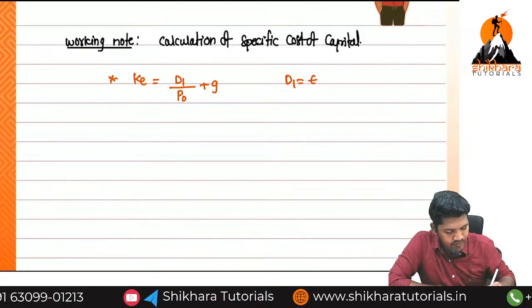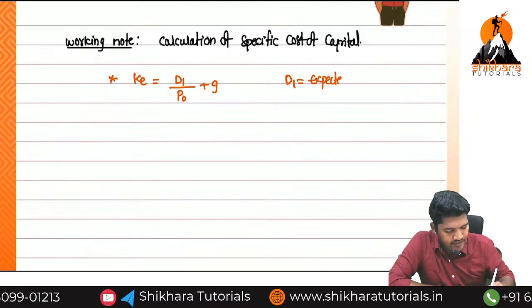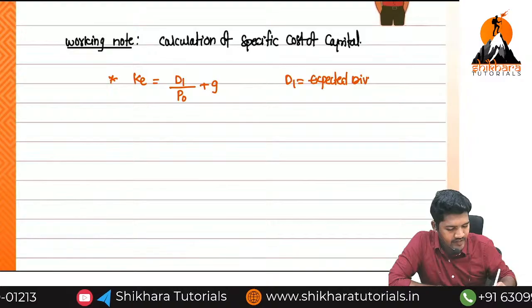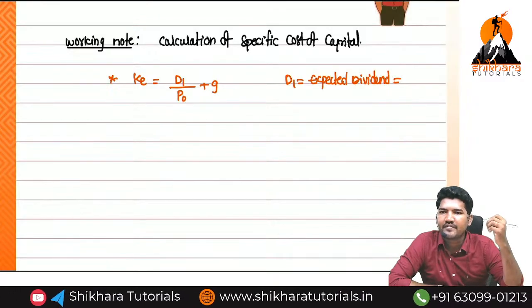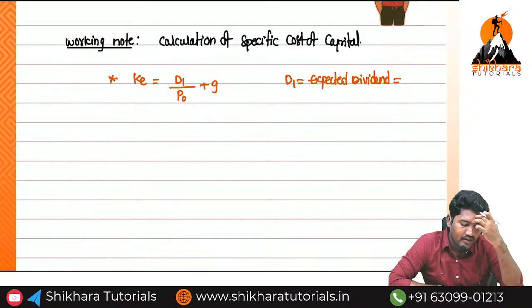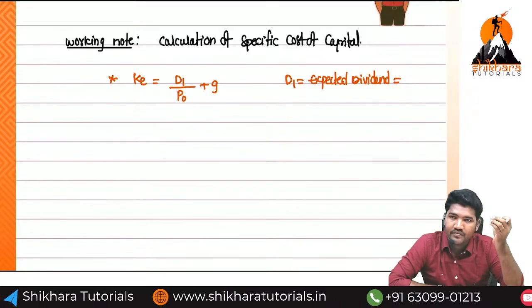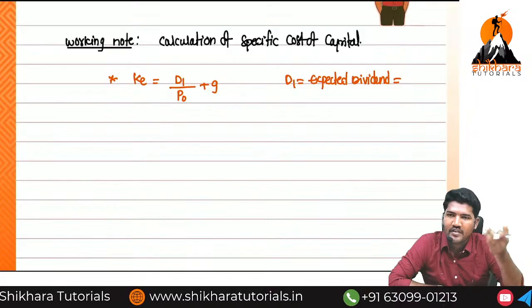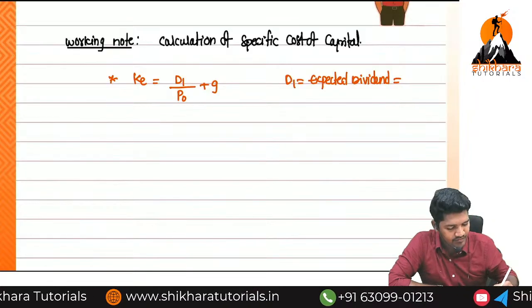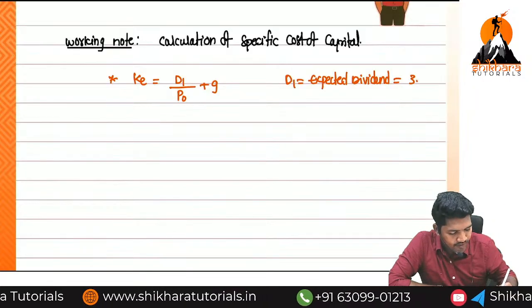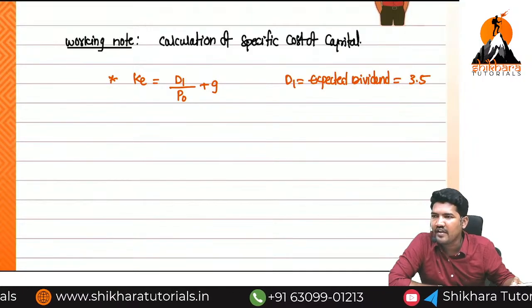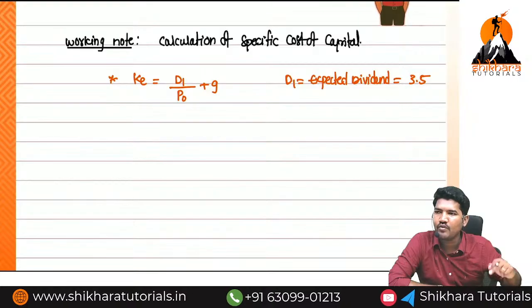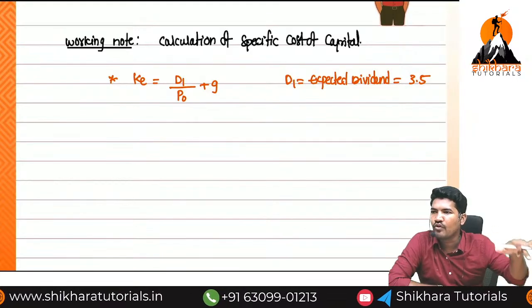D1 equals expected dividend. Are you agreed with this name? Expected, or next year, or estimated. Is D1 or D0 given in the question? D1 only. Why? Because they said expected. How much? 3.5. Sir, if they use the words current dividend, you have to convert this 3.5 by adding up the growth.